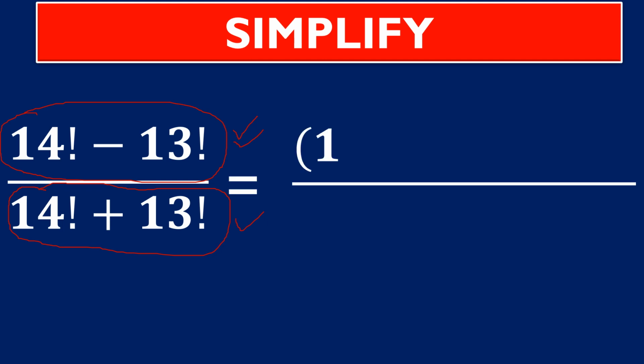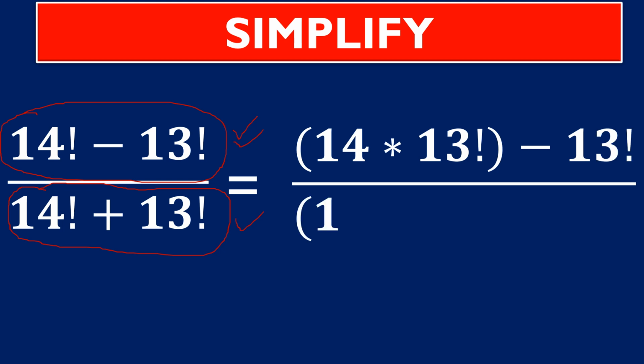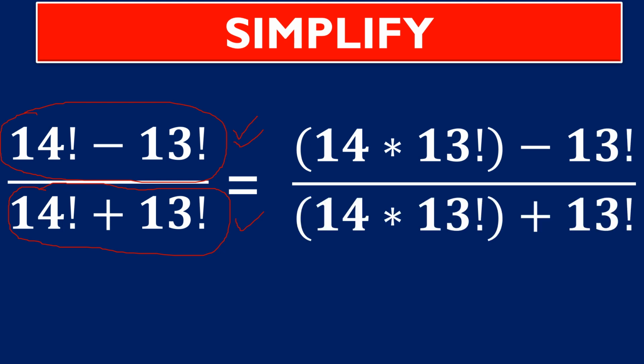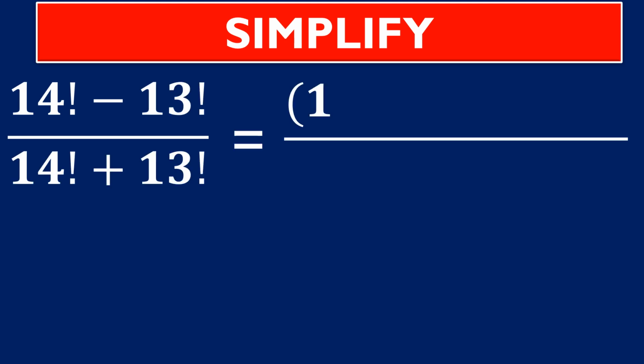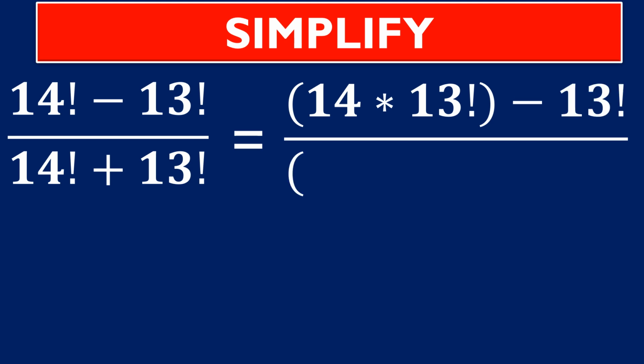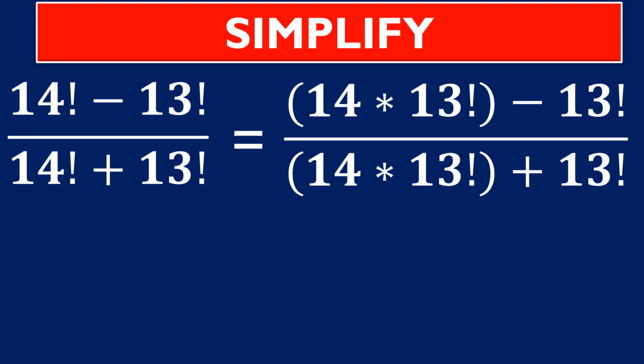And this can be clearly seen. So in the numerator, instead of 14 factorial, we have replaced it with 14 times 13 factorial. And also in the denominator, instead of 14 factorial, we have clearly substituted 14 times 13 factorial. Now let's further simplify this by clearly writing out what we have. Now this is the simplified version on the right hand side of our question of the day.